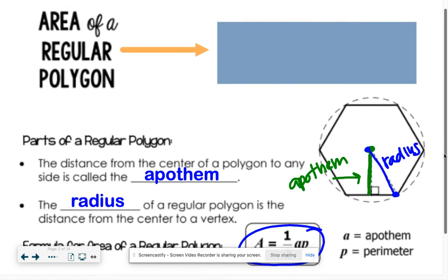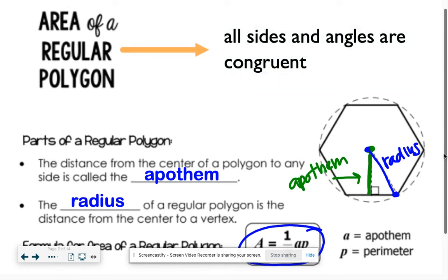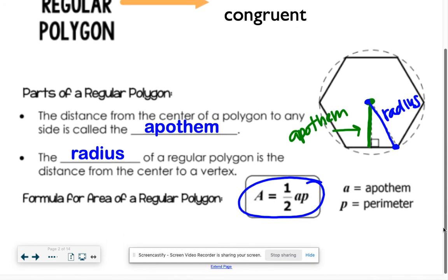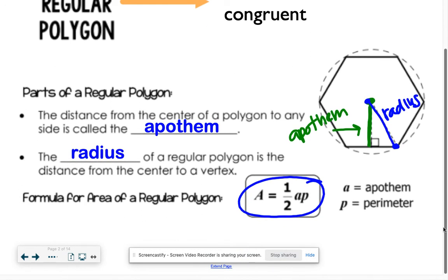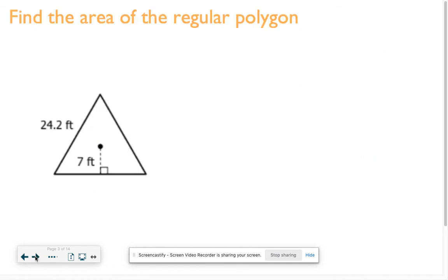So we'll start with some pretty easy examples. Oh, yep, we already knew that. All sides and angles are congruent. Okay. Let's start with some very basic examples here, kids. Just find the area of the regular polygon. So they're telling us it's regular, meaning all of our sides and angles of this triangle are the same. I'm going to write down our formula.